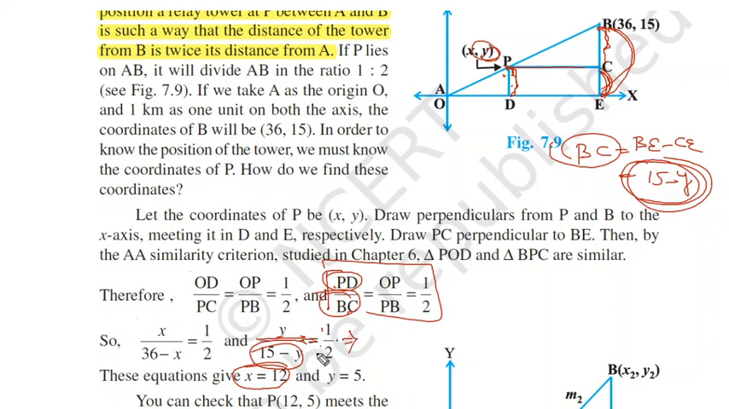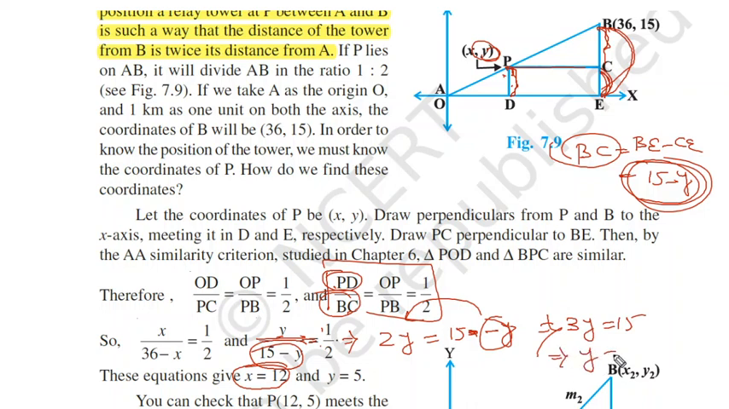Now, you cross multiply it. 2 into y equals 15 minus y. Now 2y, the minus y will be transferred to the LHS, so 2y plus y will be 3y equal to 15, which implies y equals 15 by 3, equal to 5. So we got y equal to 5.